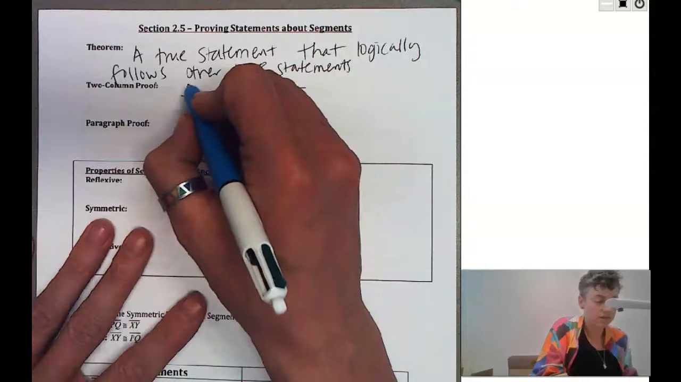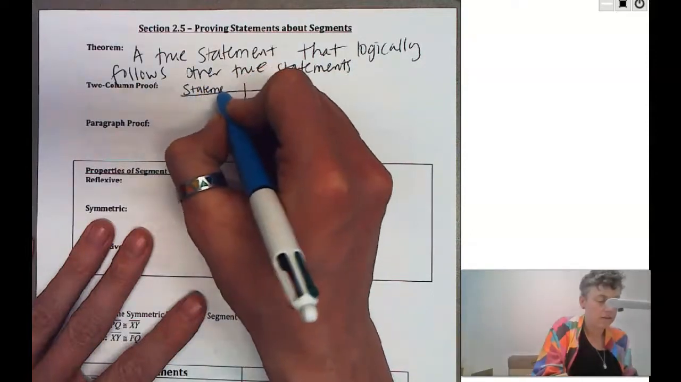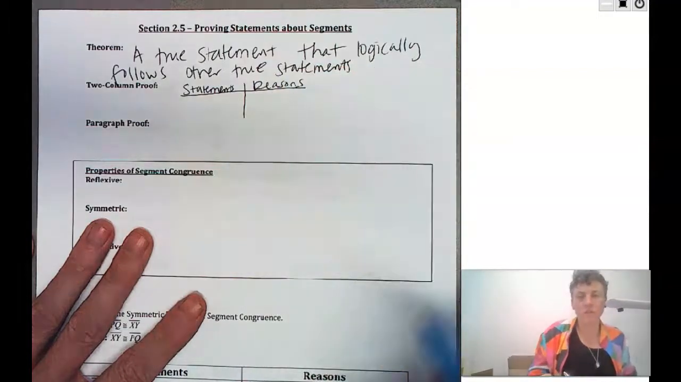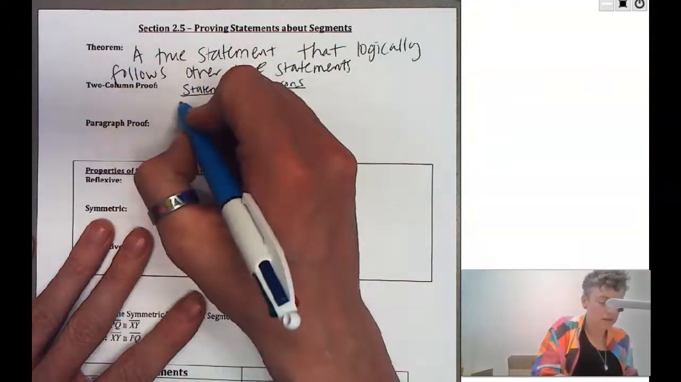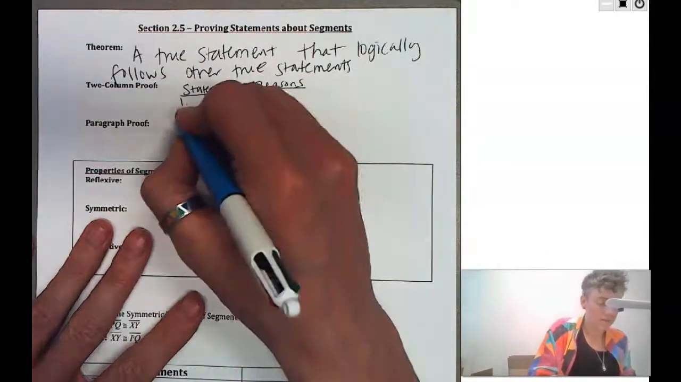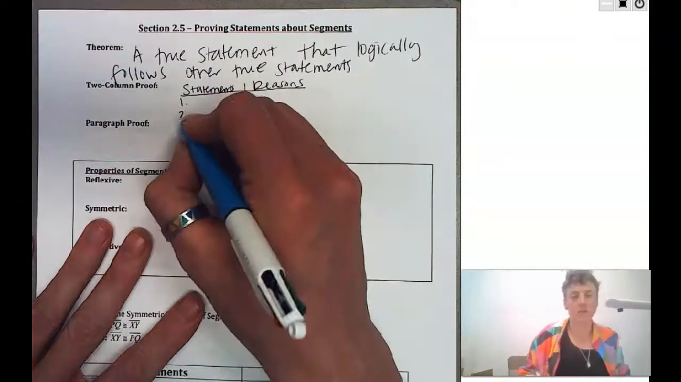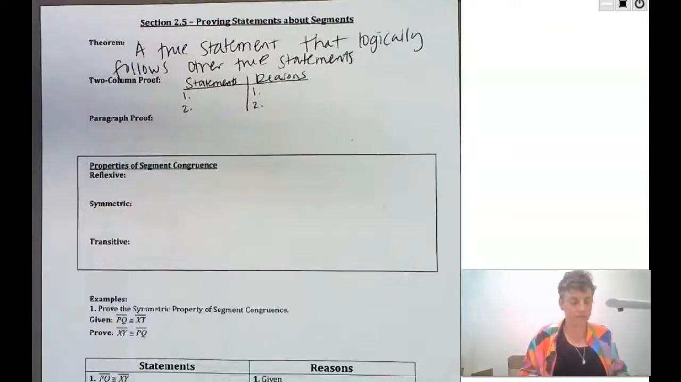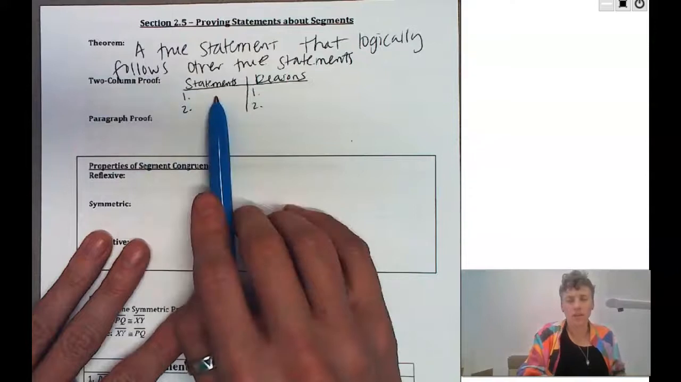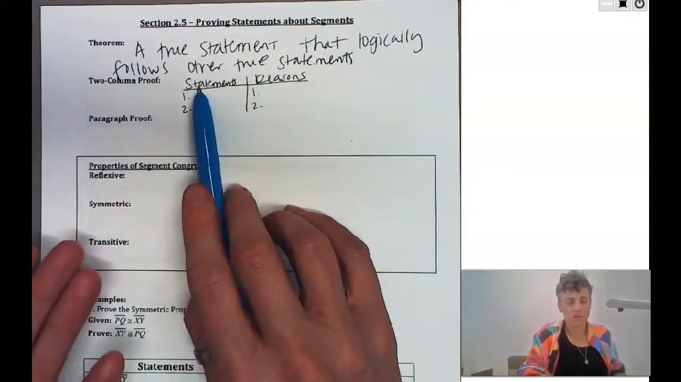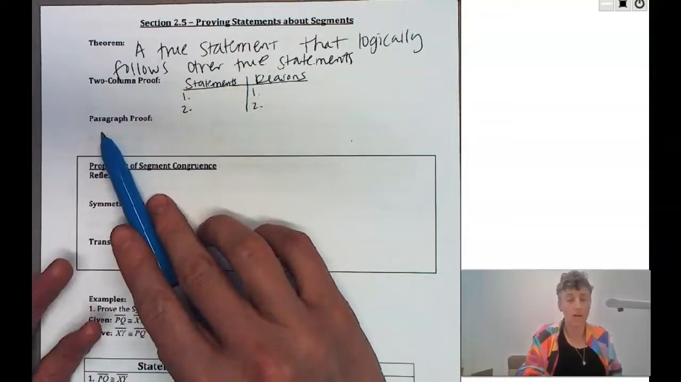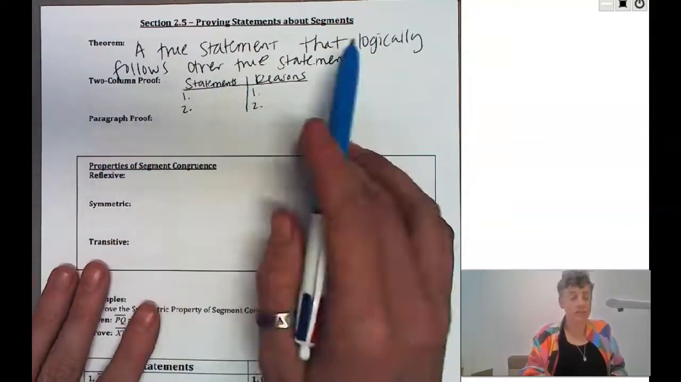statements and reasons, and every statement we make has an accompanying reason. Every one. So we don't ever say something without saying why we're saying that thing. That's a two-column proof. It's a way of organizing your statements and reasons. You could also do a paragraph proof, which would be writing out your statements and reasons in full sentences.